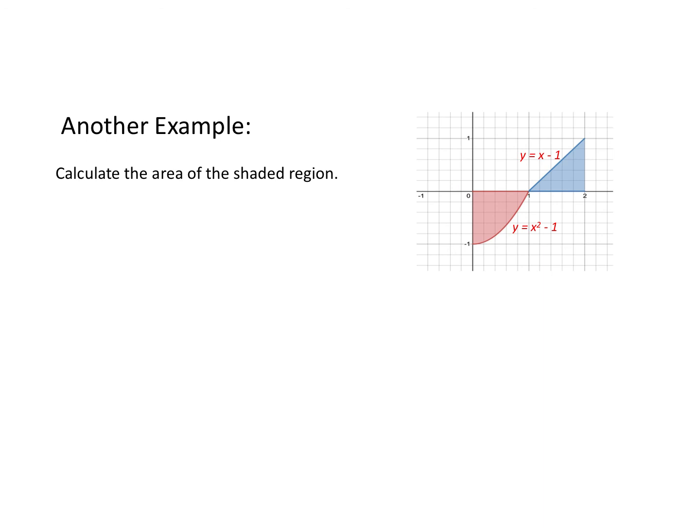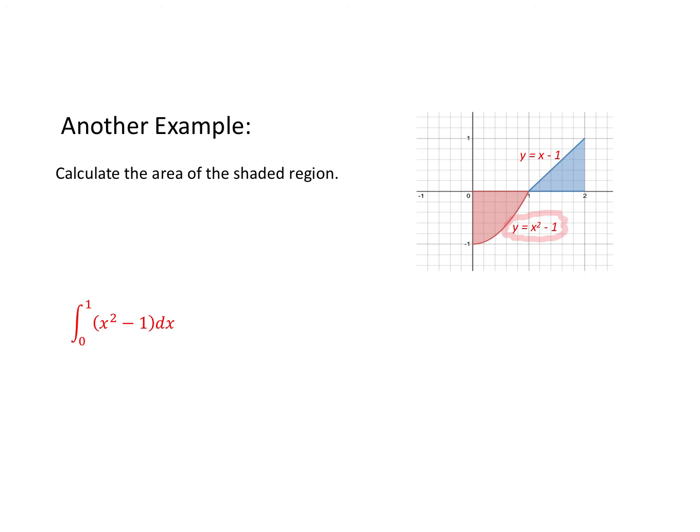Now let's look at another example. Now this is a little bit of a different example. We're again calculating the area of the shaded region, but notice the red portion is actually below the axis, while the blue portion is above the axis. So the red portion is simply the integral from 0 to 1 of x squared minus 1. Remember, that's the function that defines that area, dx.